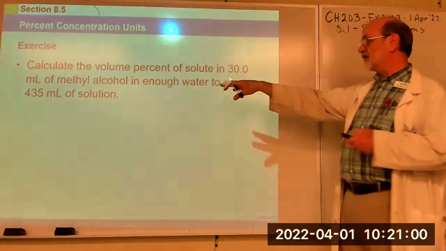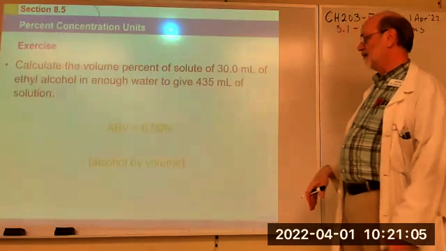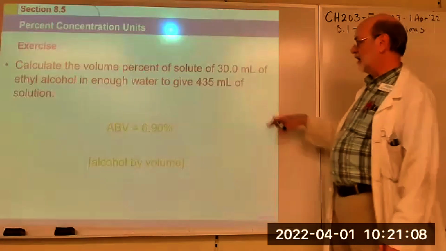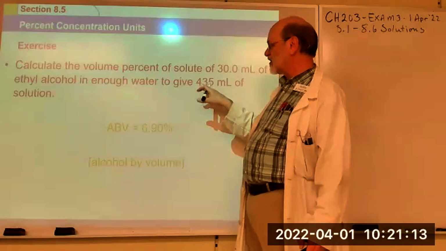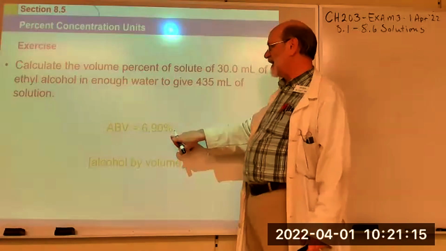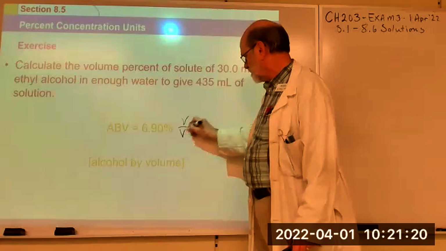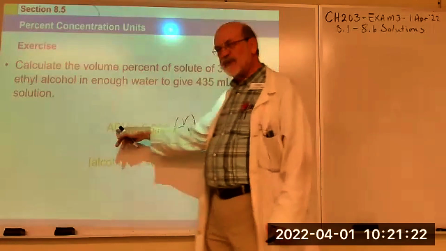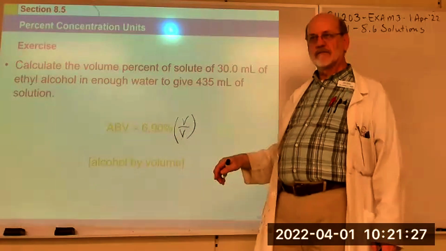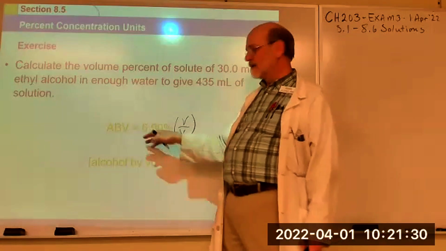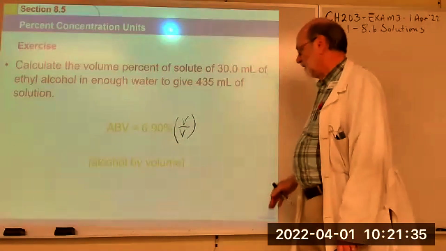So this was out of necessity. We had to tell you what the final volume was. And in this case, ethyl alcohol in that arrangement gives you 6.9% volume, or ABV. You'll see that on wine bottles and any booze bottles. ABV, alcohol by volume. That's what that means. 6.9%.